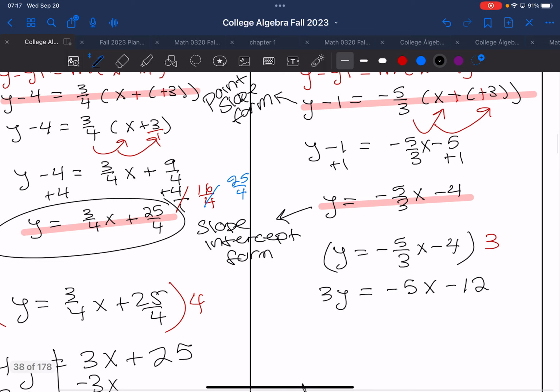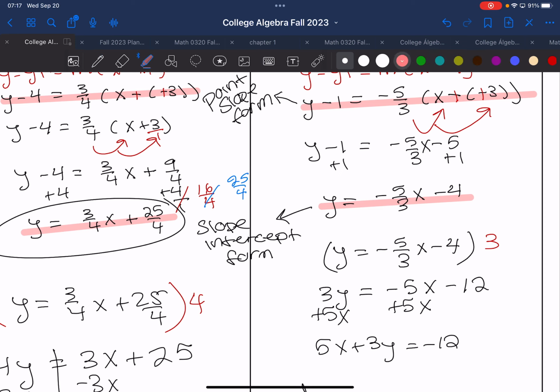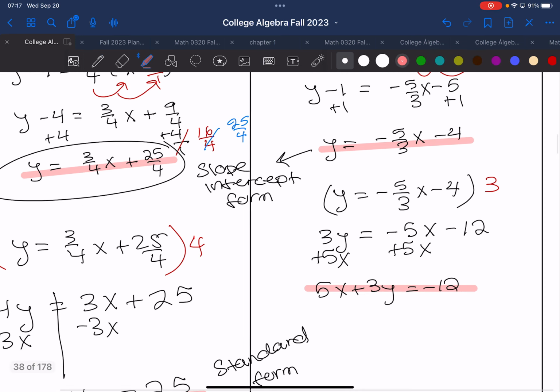For standard form, we want x and y's on the same side, but x's always come first. So when I add the 5x over, is it going to go in the front or in the back? The front. So we have 5x plus 3y is equal to -12. And this is in standard form.